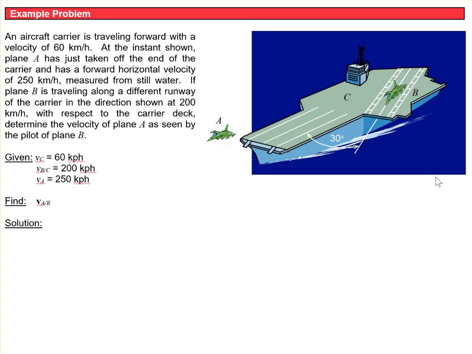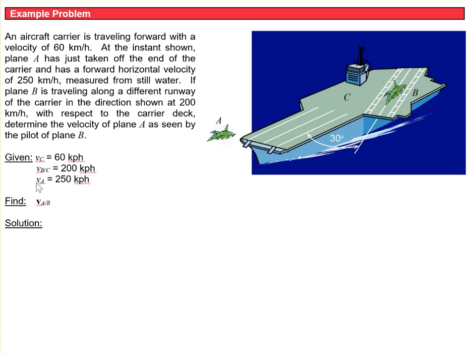So first, the carrier is traveling at 60 kilometers per hour. That's absolute. Plane A is traveling at 250 kilometers per hour measured from still water. That's absolute. But plane B is traveling at 200 kilometers per hour with respect to the carrier deck. So that's relative. All right, so the carrier is absolute, so we're going to label that V sub C.